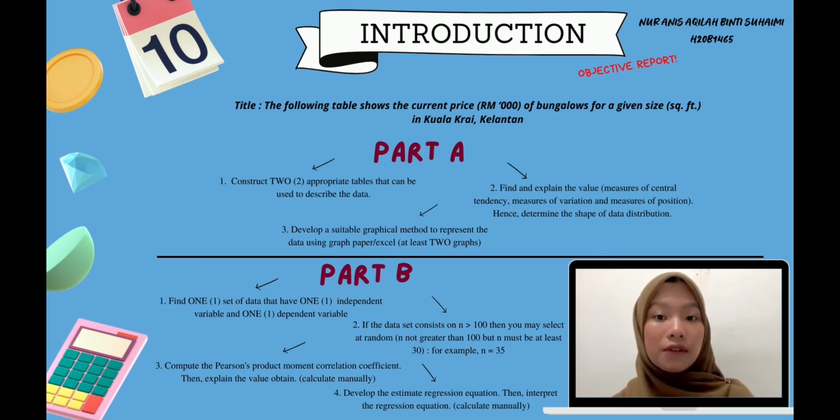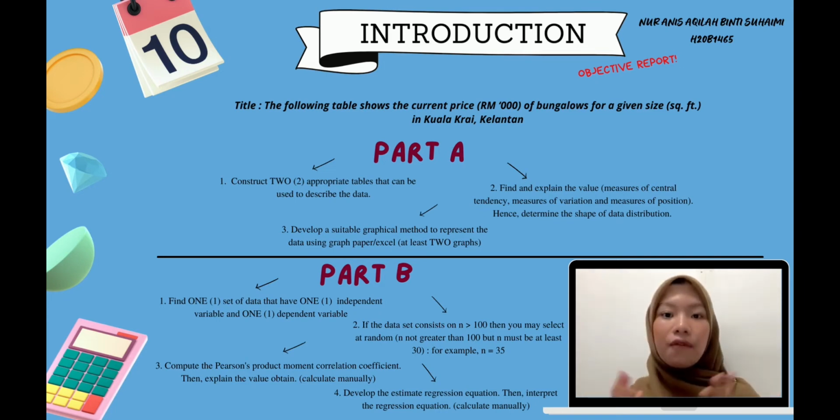This is the objective that I have listed in order because it has two parts, namely part A and part B. For part A, first, construct two appropriate tables that can be used to describe the data. Second, find and explain the values of measures of central tendency, measures of variation, and measures of position. Hence, determine the shape of the data distribution. Third, develop a suitable graphical method to represent the data using graph paper or Excel, at least 2 graphs.